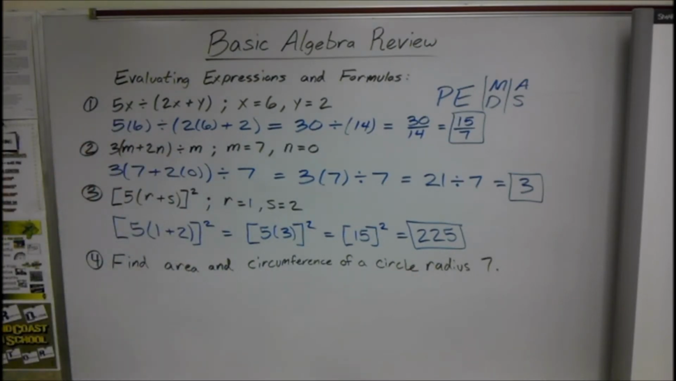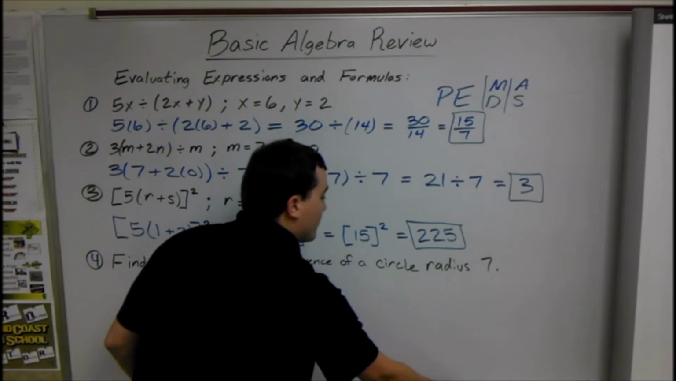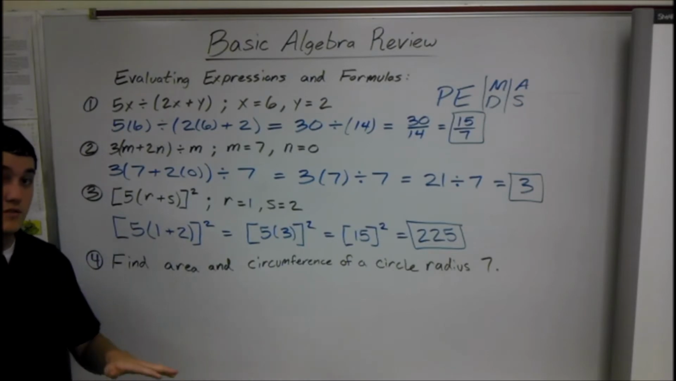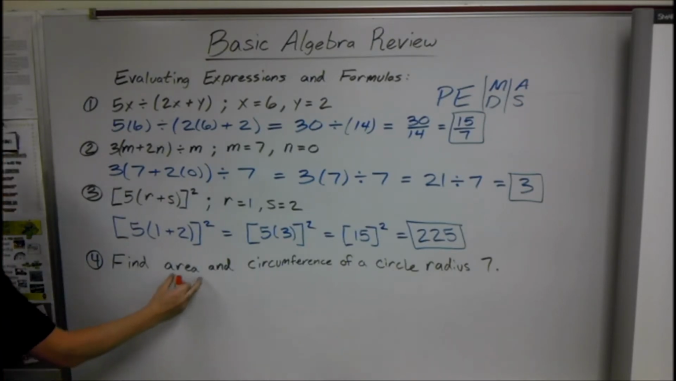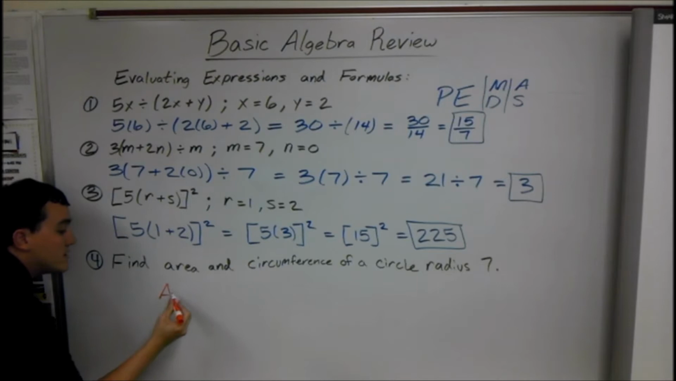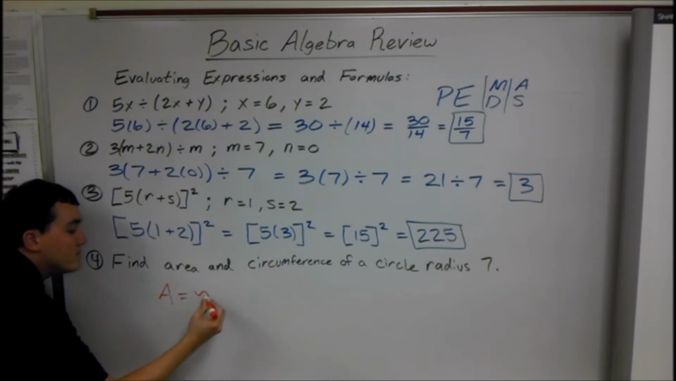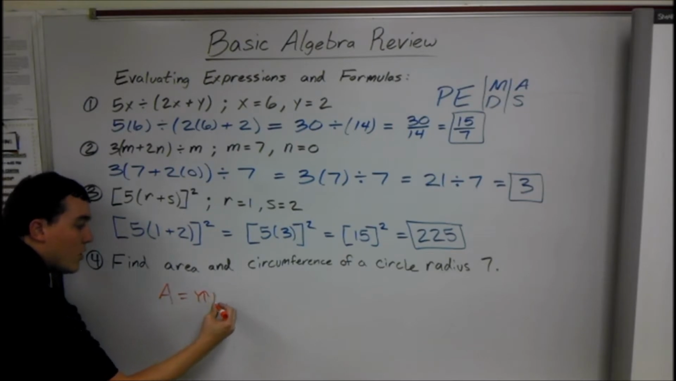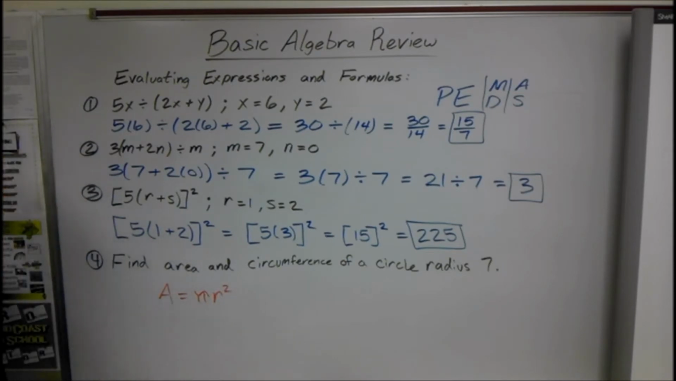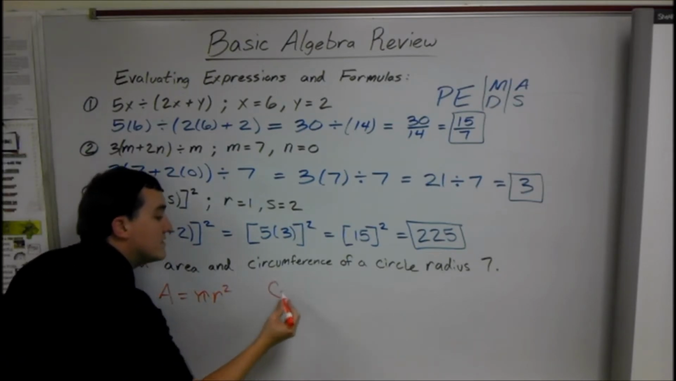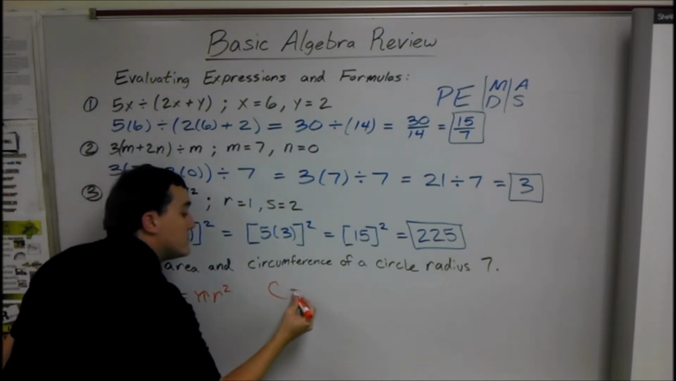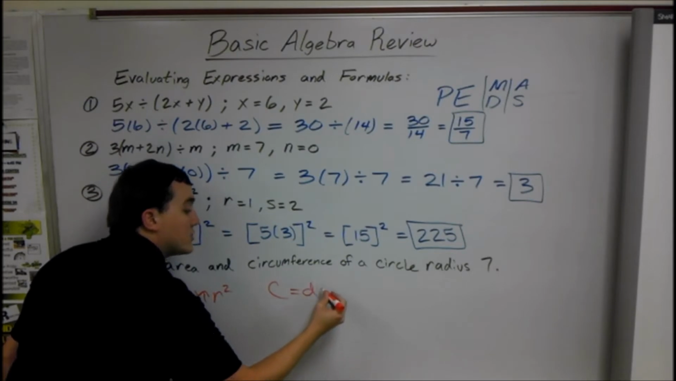And then the last one. Find the area and circumference of a circle radius 7. Alright, well, it's good to know equations when you're doing algebra. The area of a circle has the equation A equals pi, which is about 3.14, r squared. The circumference, C, that's the length around a circle, is d, diameter, times pi.